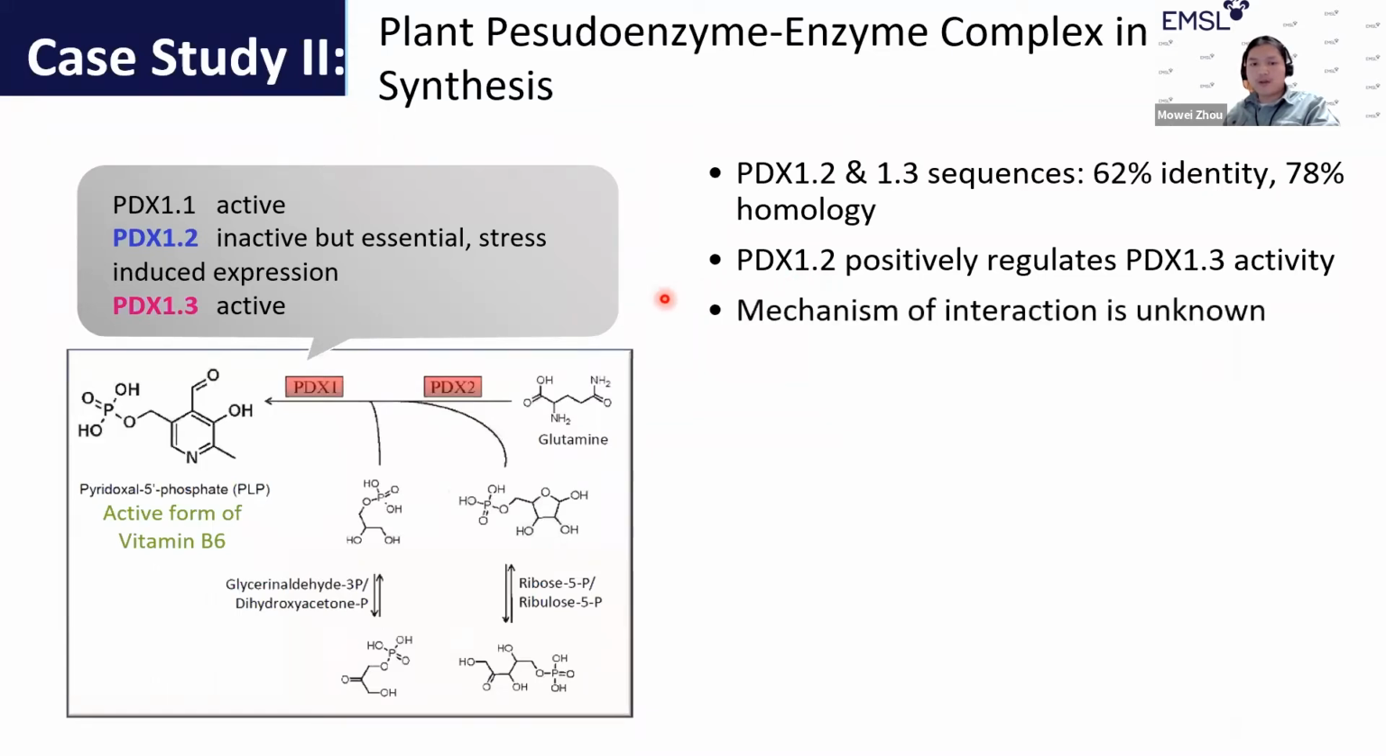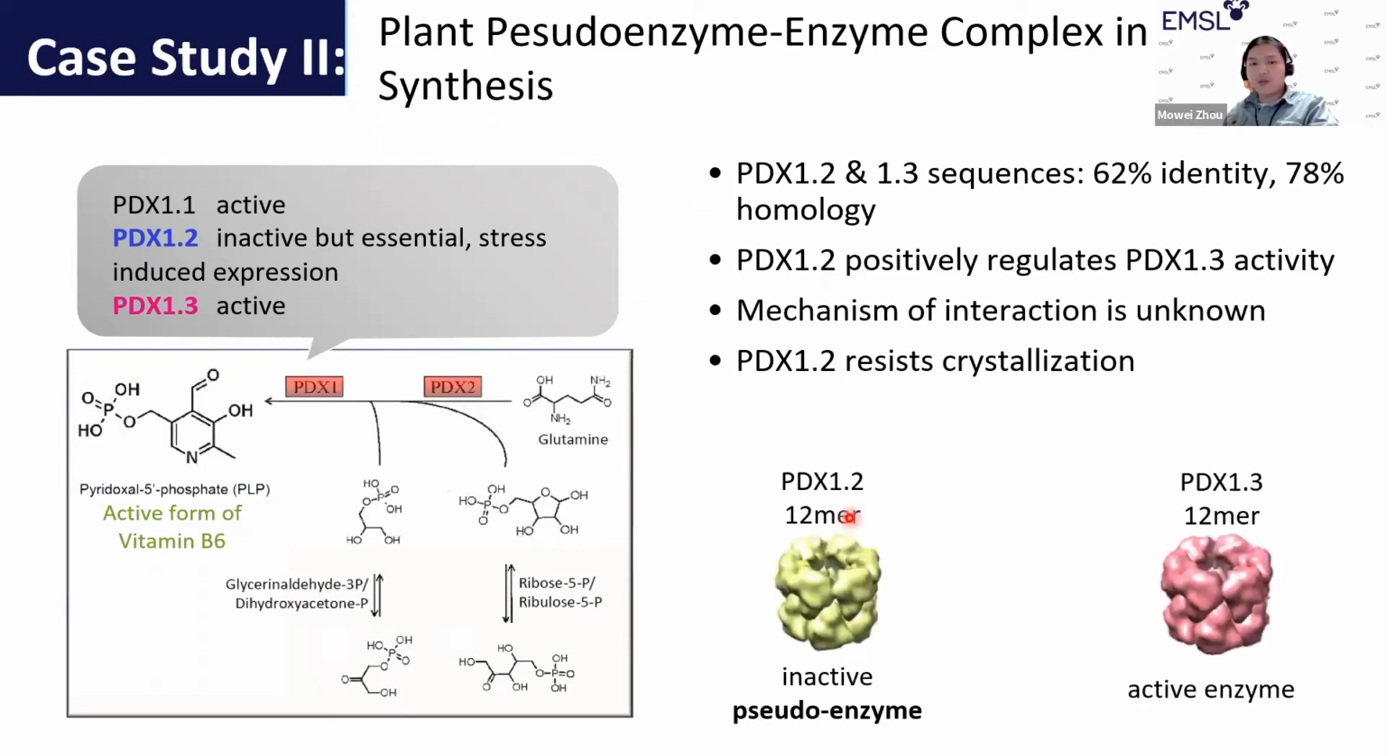So the mechanism of this interaction is unknown. And PDX 1.2 has been very difficult to crystallize, but my cryo-EM colleagues were able to solve the structure by cryo-EM. And they both have a similar structure of dodecamers of two stacked hexamer rings. But we're still trying to understand this hetero interaction between the two proteins. There were some studies proposing that those two proteins might interact in this kind of hetero complex, one hexamer from each, but it still needs to be experimentally tested.